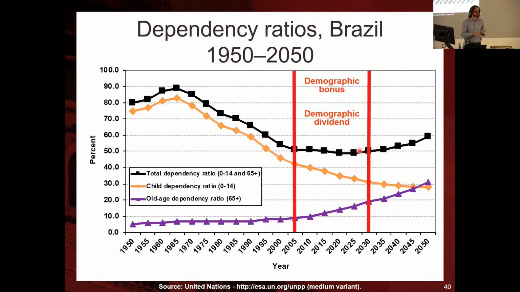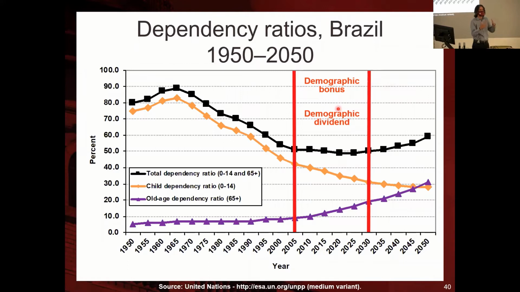So there are several policies. Investing in child education, increasing female labor force participation, creating policies that also make people save more money. So they save more money while they are working. And so later on in life, when the total dependency ratio starts to increase, then they will have savings to survive in older ages. But this moment here, this window of opportunity that has the dependency ratios at really low levels, and in the case of Brazil, is between 2005 and 2030, that's what we call demographic dividend.